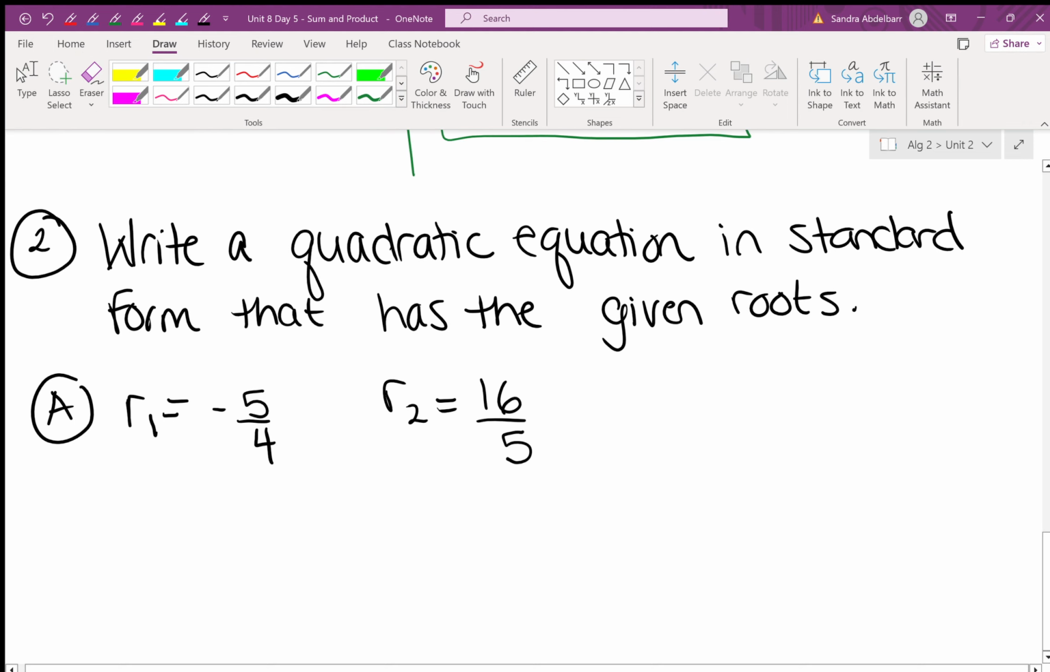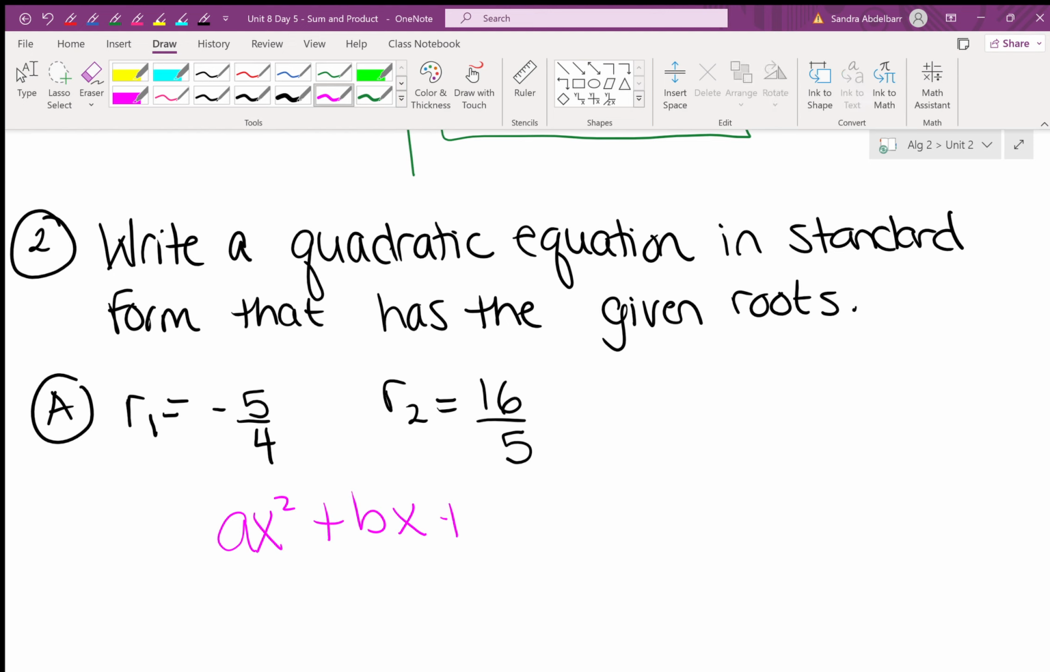Now, when I say I want a quadratic equation in standard form, that means I want ax squared plus bx plus c. But I didn't say a quadratic expression. I said a quadratic equation. So what does that mean? I have to equal it to 0. So in order to do this, the quickest way to do this, in my opinion, is to use the sum and product of the roots.